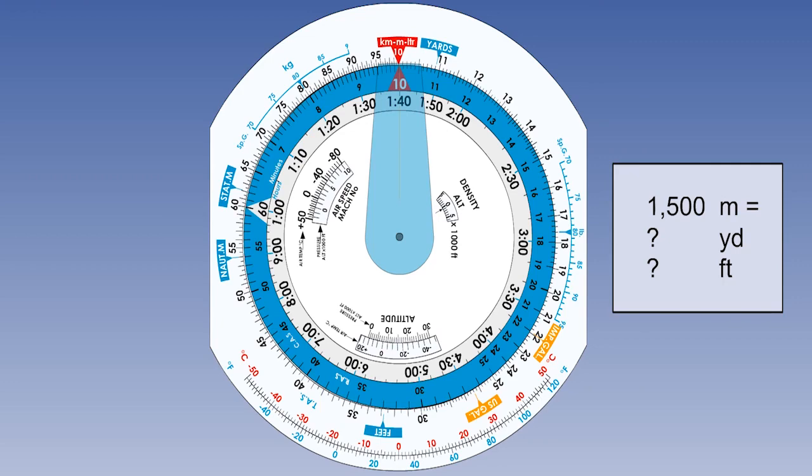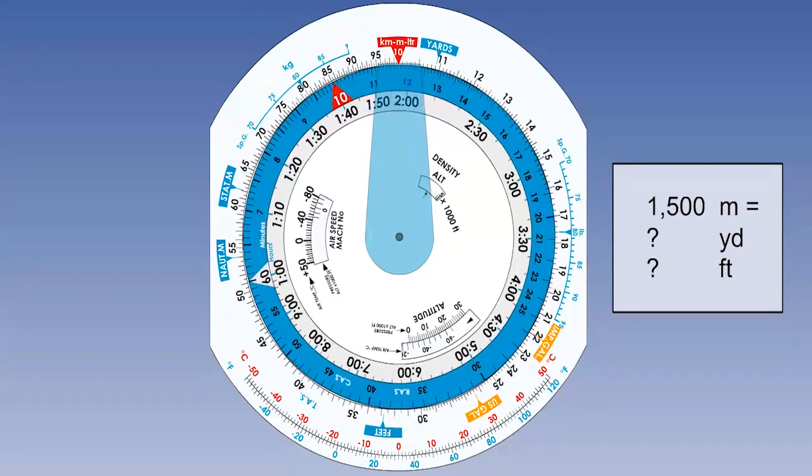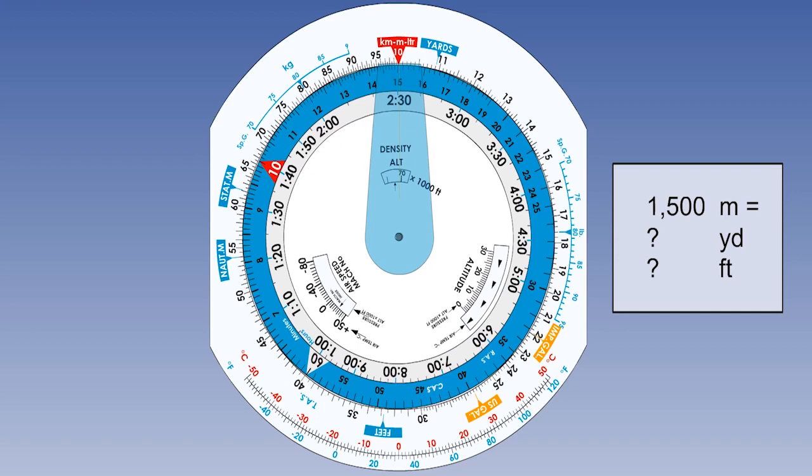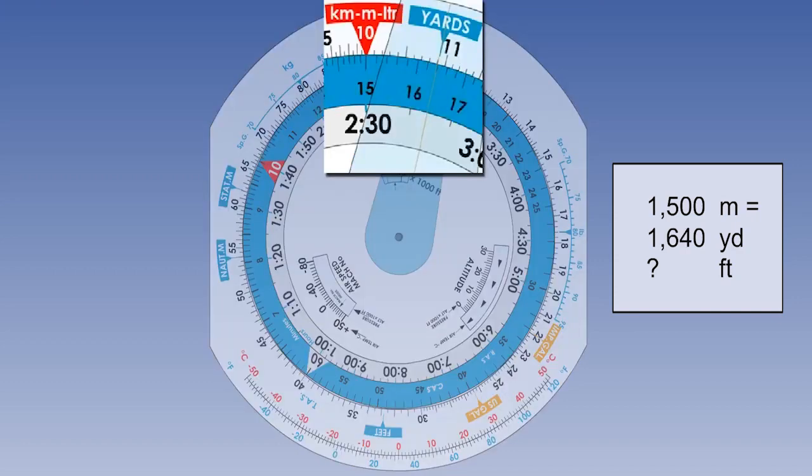First, place 15, representing the 1500 meters, on the inner scale under the km, m, LTR index on the outer scale. Moving the cursor over the yards index, read off the figure 16.4. Our approximate answer tells us that 1500 meters equals 1640 yards.